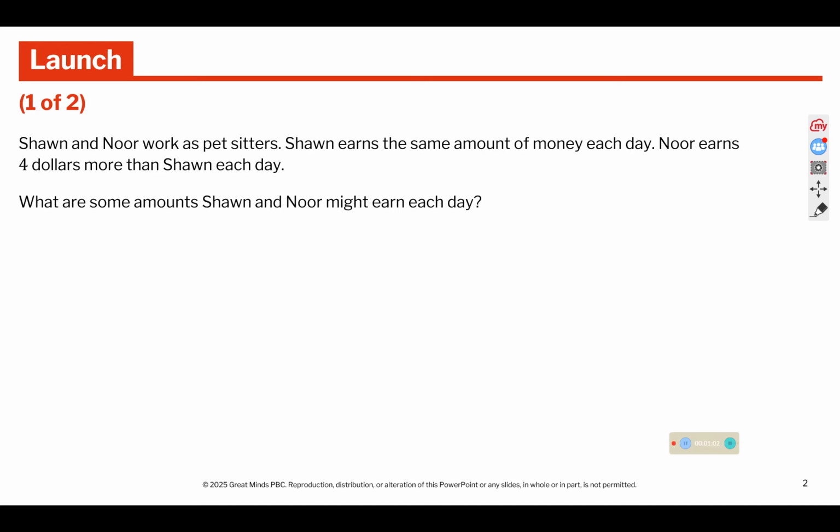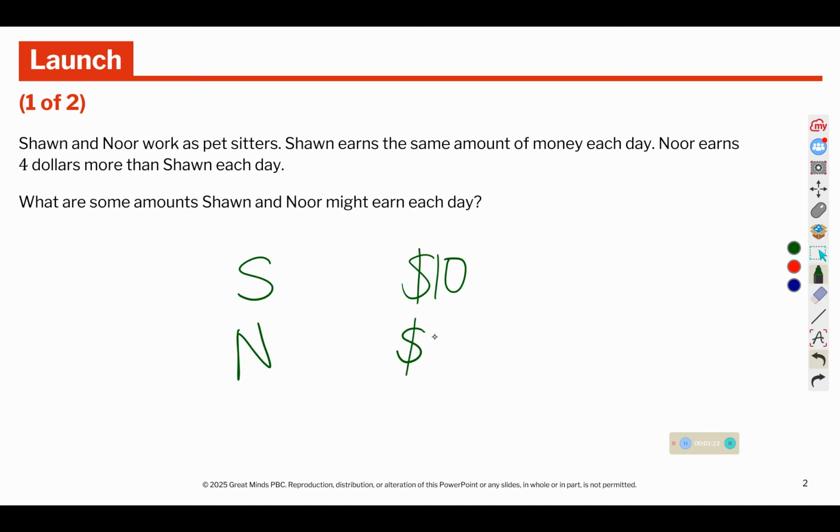Sean and Noor work as pet sitters. Sean earns the same amount of money each day. Noor earns $4 more than Sean each day. What are some amounts Sean and Noor might earn each day? Well, if Sean earns $10 each day and Noor earns $4 more, $4 more than 10 would be 14. That's just one example. What if Sean earns $205? Then Noor would earn 209 because that is 4 more than 205.